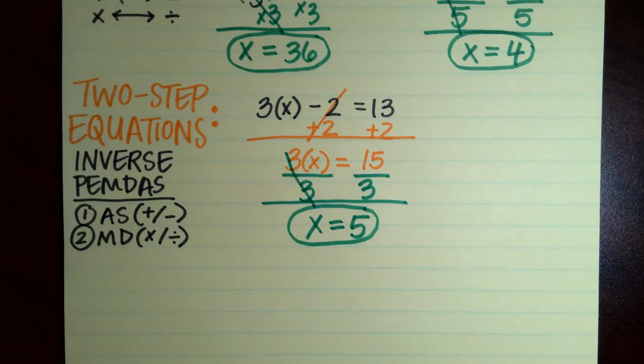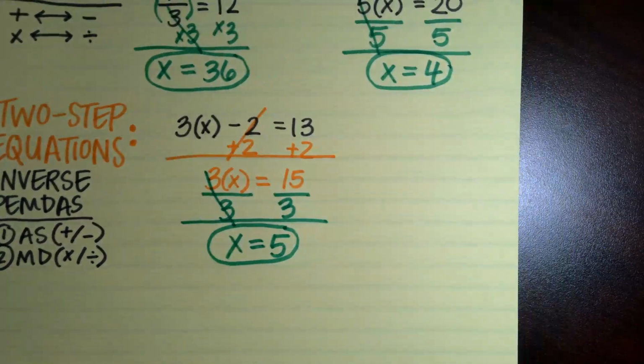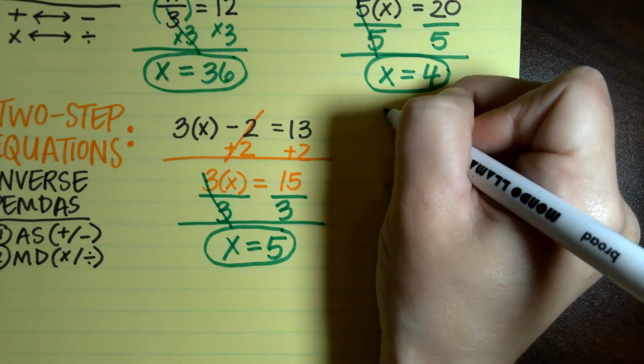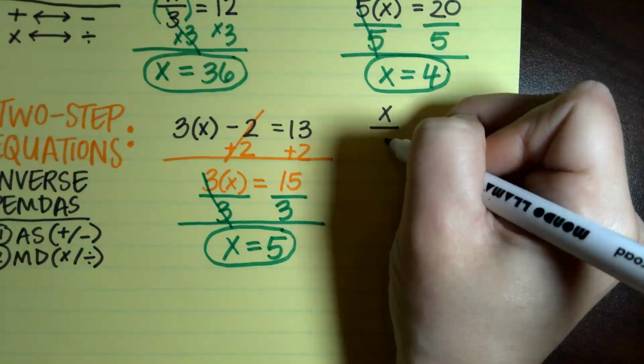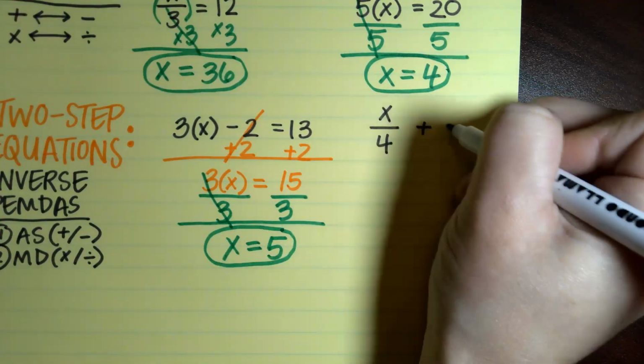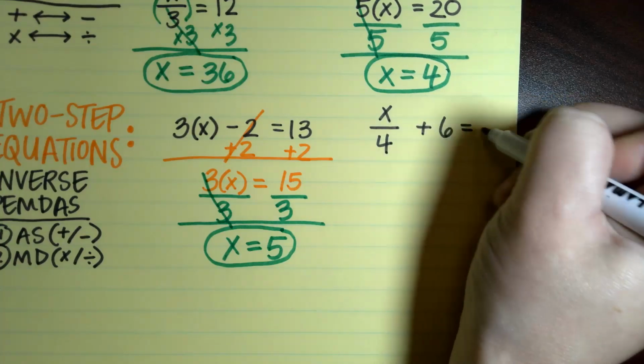Good. Very good. Let's do one more example of a 2-step problem before we introduce something new. How about we do x divided by 4 plus 6 equals 10.